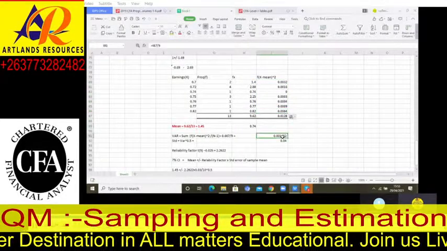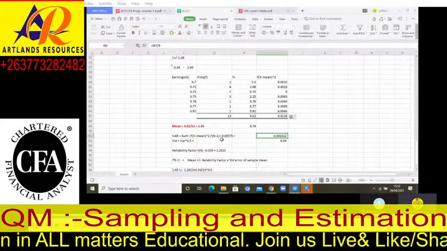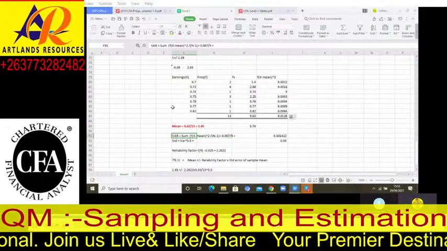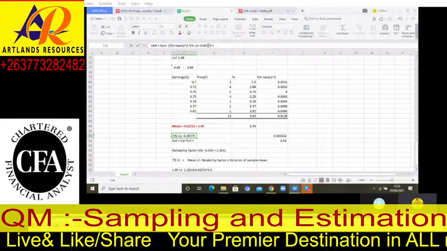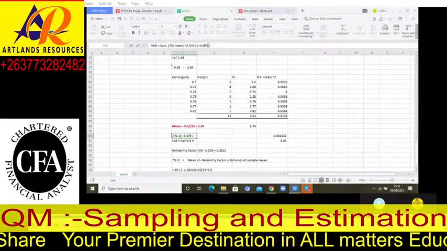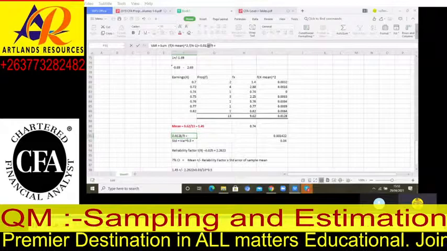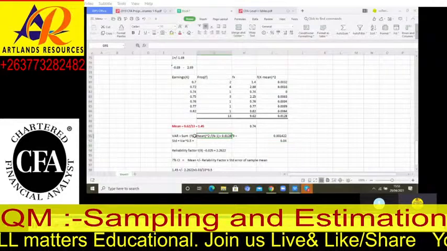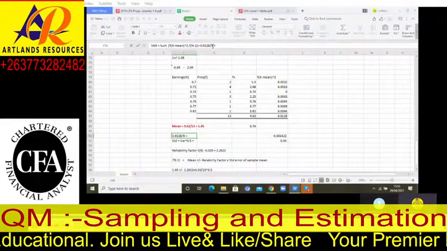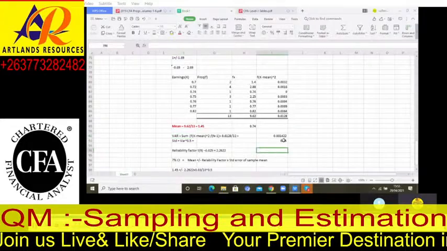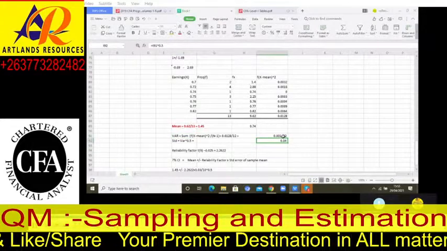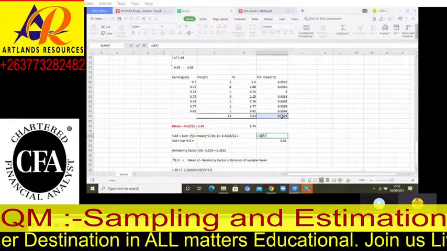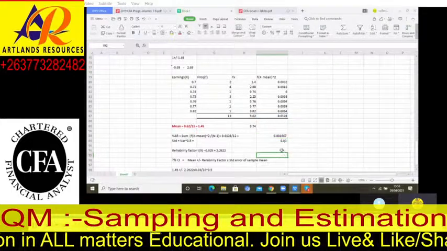So the variance becomes 0.0128 over, this way, 13 minus 1, that's over 12. 13 minus 1 is over 12. Right, so this one equals that, 0.0128 over 12. Okay, so there you go.